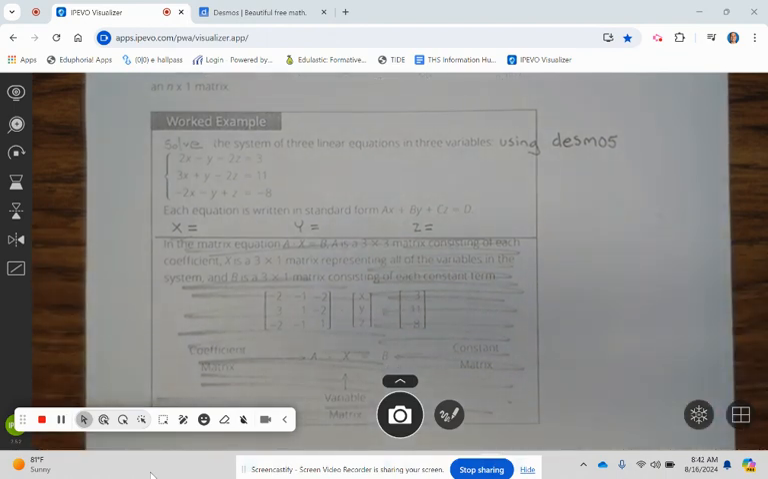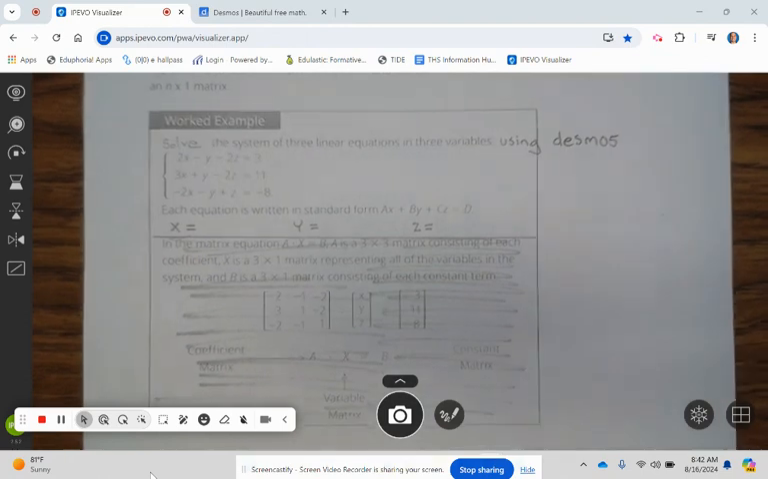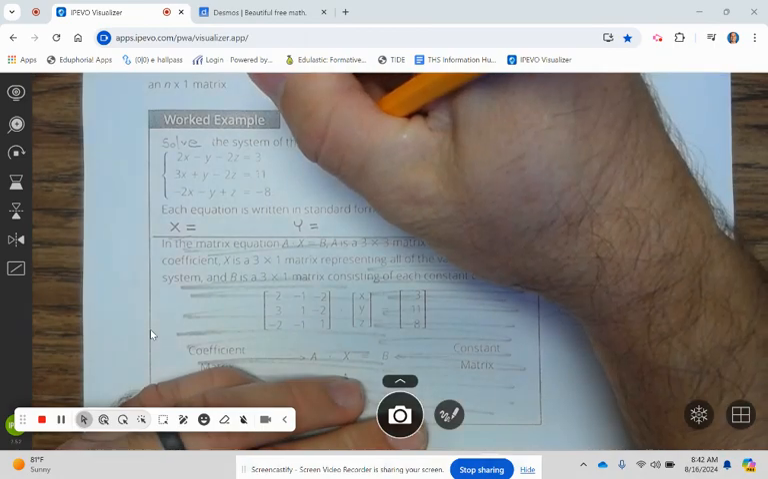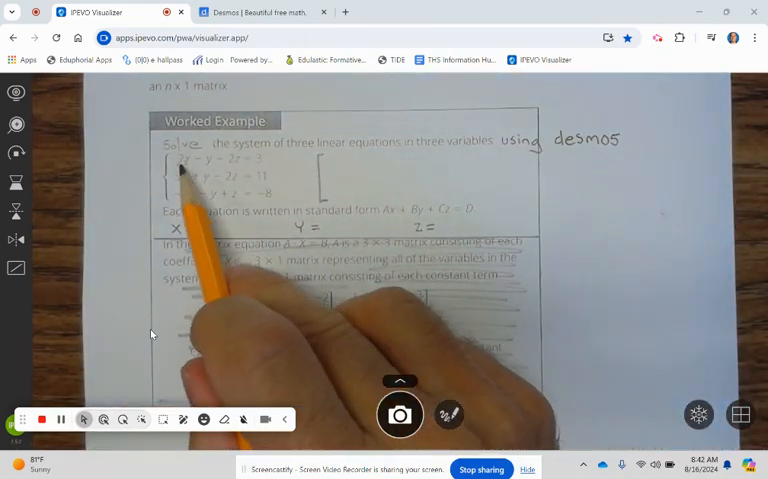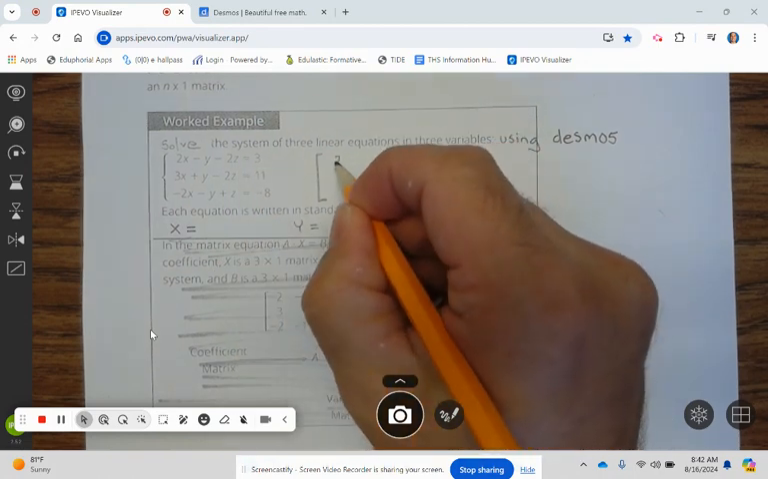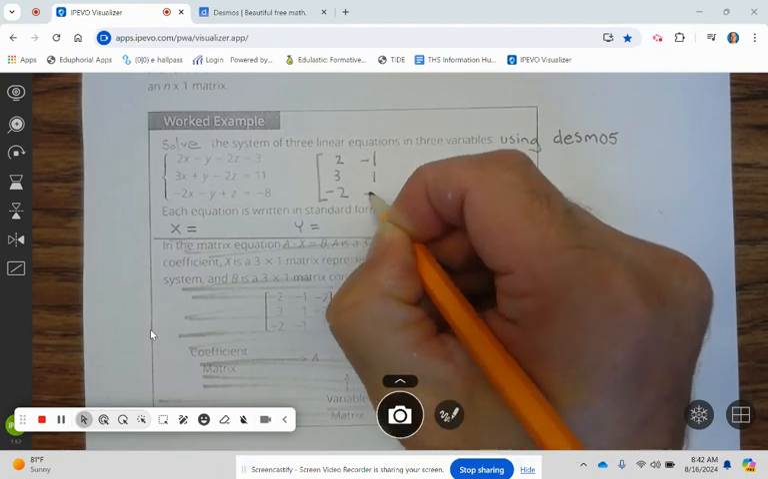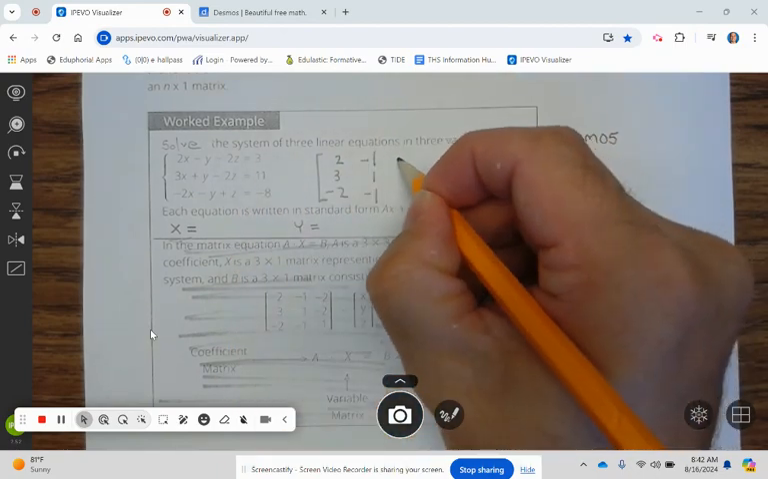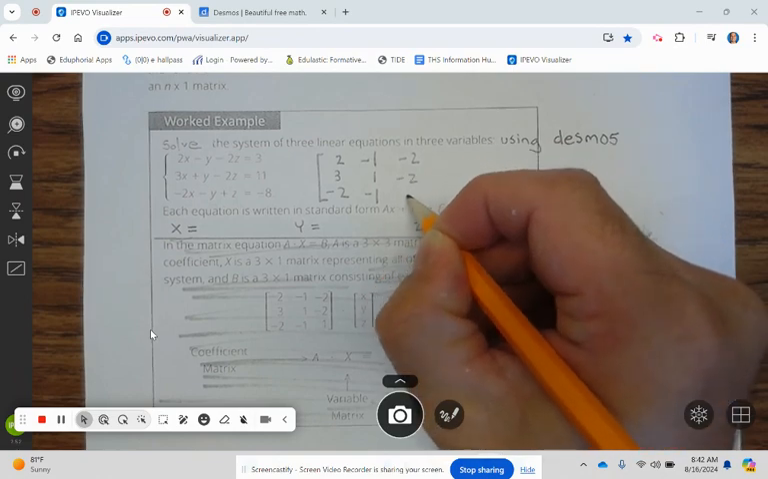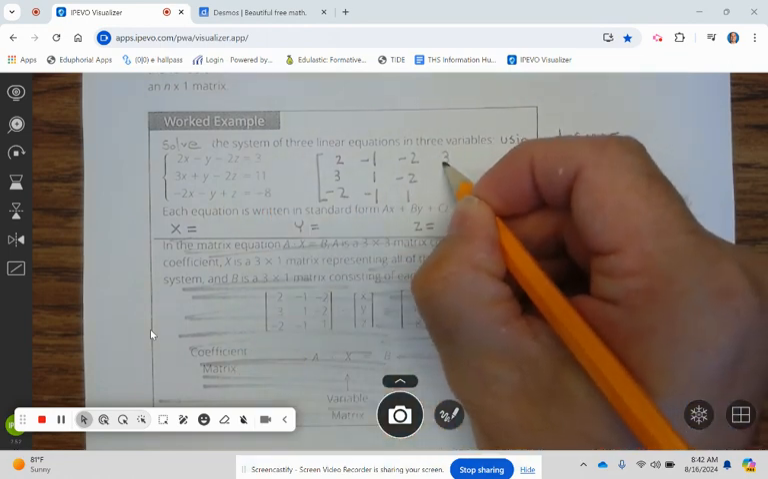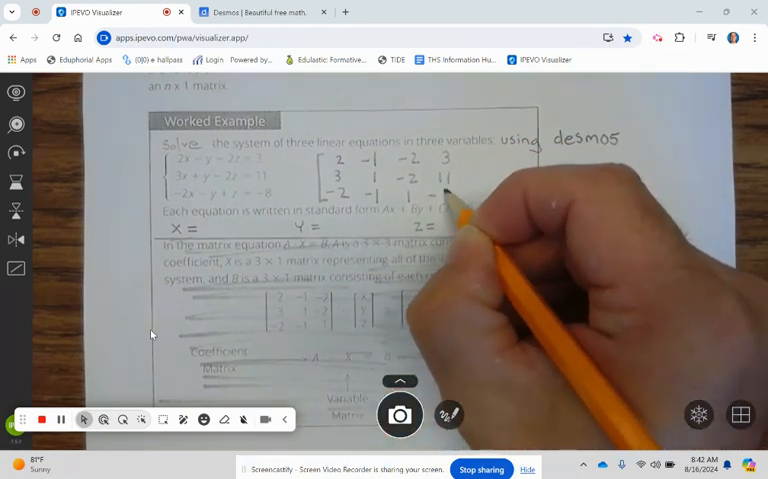All right, worked example. Solve the system of three linear equations in three variables using Desmos. Okay, so let's go ahead and do that. But first we need to write this as a matrix. So we have an x column, y column, and z column. So that's 2, 3, -2, -1, 1, -1. Now we have a z column, so that's -2, -2, 1, and then our last column is 3, 11, -8.